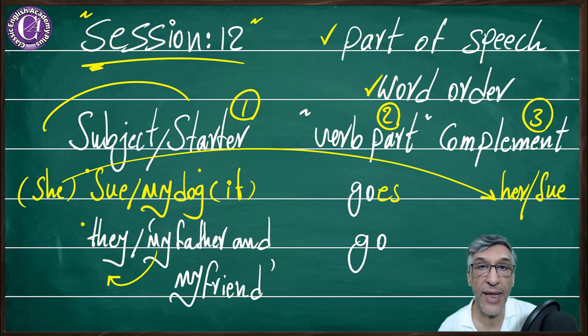So a proper noun or a common noun can be a subject or an object. In a complement, we have different things, like an object. This is it.